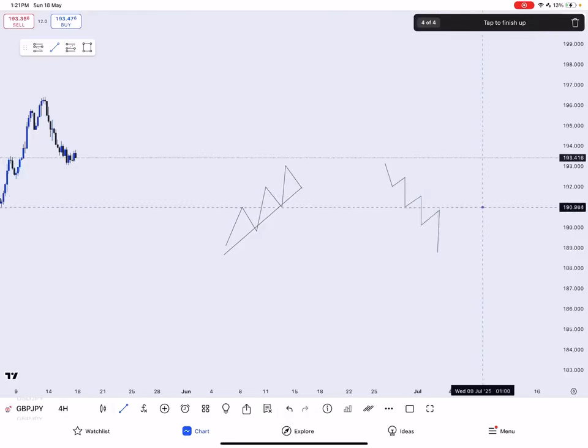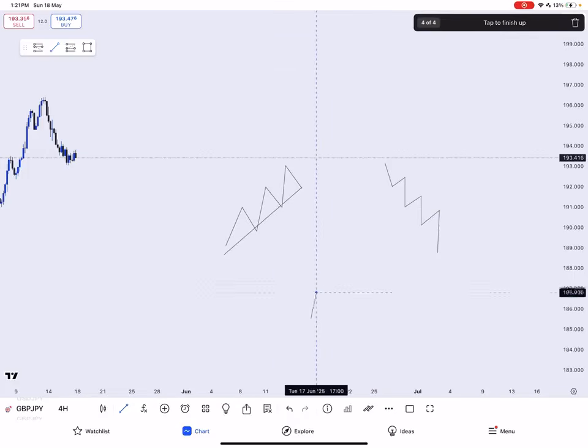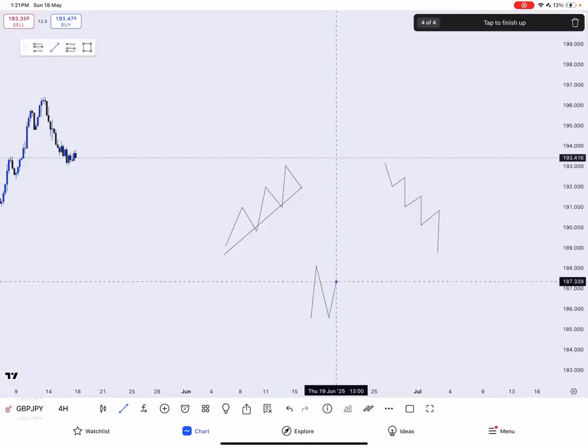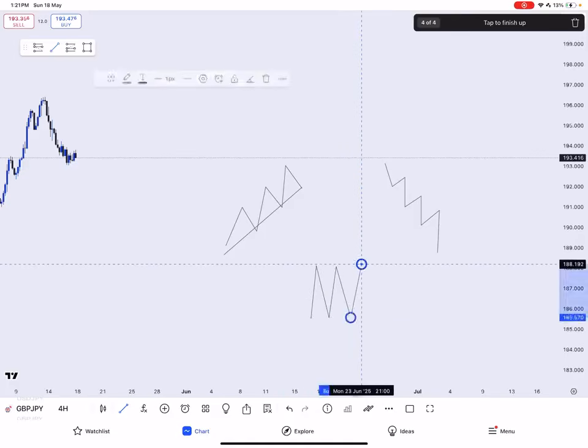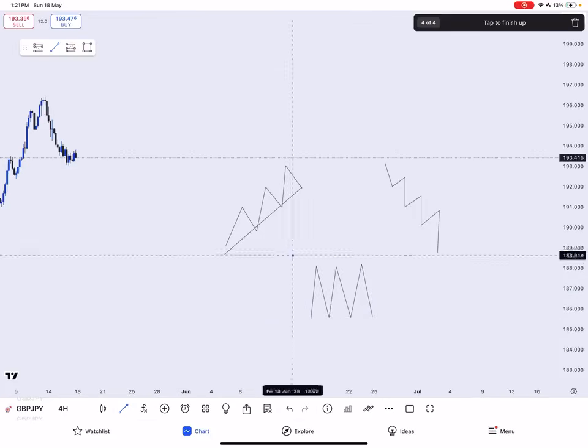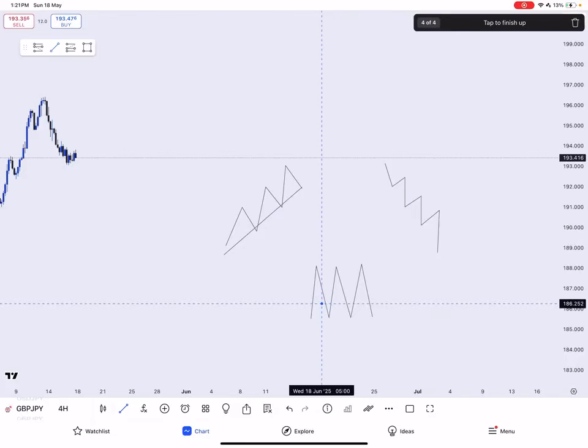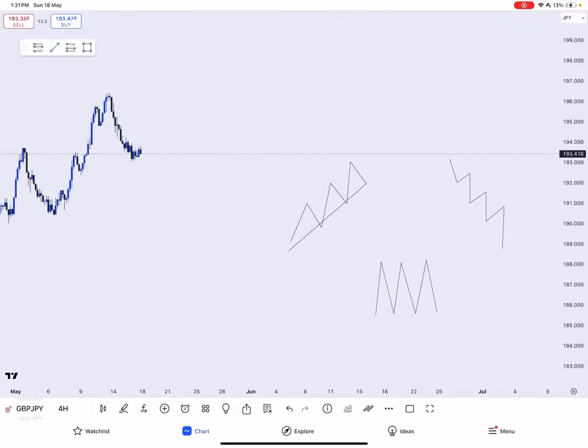Then we'll have the ranging market, basically the market going from support to resistance, resistance back to support, and so on. So this is the uptrend, this is the downtrend, this is the ranging market. Now, these basic market structure movements, I still apply them to my analysis simply to get the direction of the market, because you are meant to be trading in line with what the higher time frame is saying.